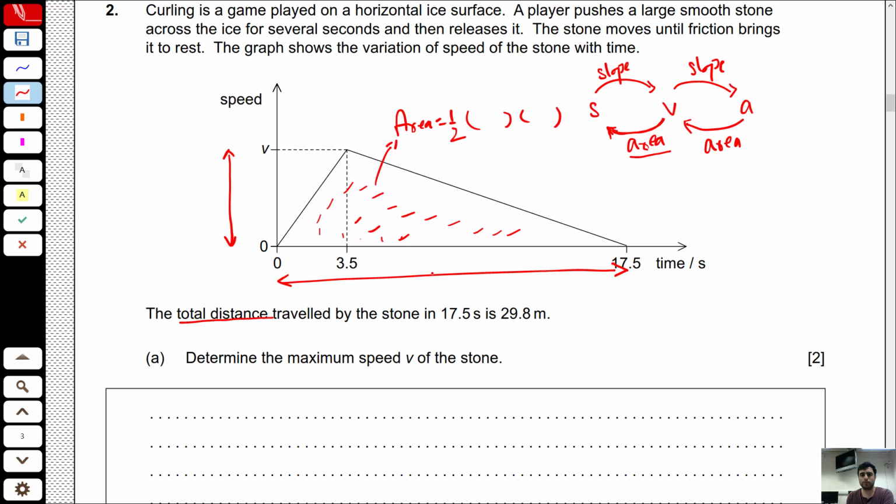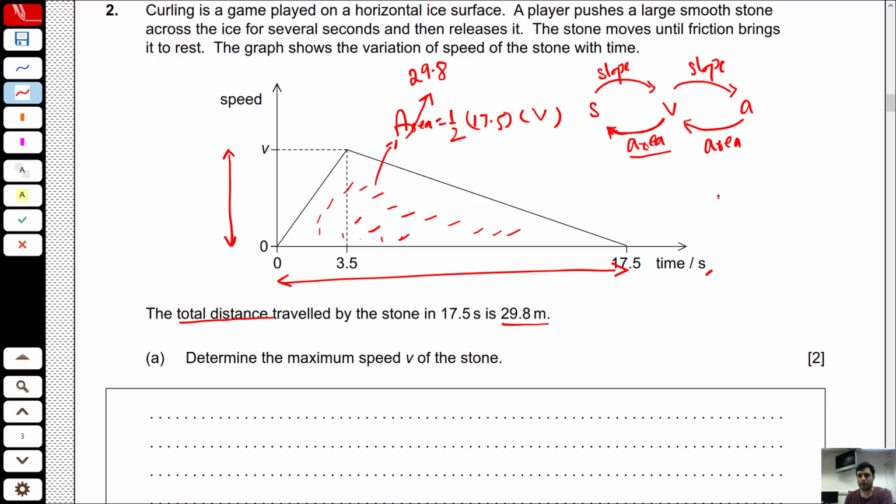Okay, so the total base is 17.5. Is it in SI unit? Yeah, it's in seconds. And the total height is just V, so V is unknown. Whereas this total area under the graph is equal to distance. As you can see from here, in order to go from velocity time graph to displacement graph, you just need to find the area. So the area is a representation of total distance, and the total distance is 29.8 meters. Okay, let's rewrite this equation again. So we can replace this area.